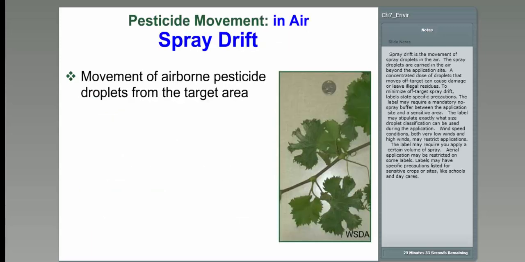Spray drift is the movement of spray droplets in the air. The spray droplets are carried in the air beyond the application site. A concentrated dose of droplets that moves off target can cause damage or leave illegal residues.